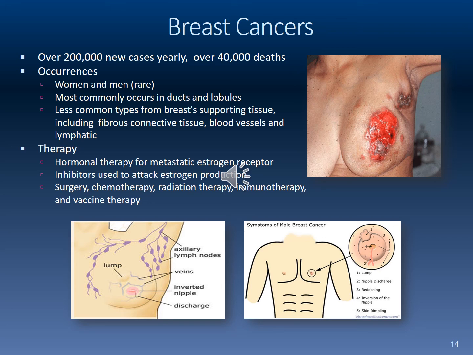Breast cancer is the most common form of cancer in women. Over 200,000 new cases are detected yearly, and over 40,000 deaths occur annually. Cancer in men is rare, but does occur. Breast cancer is most commonly found in ducts and lobules, and less commonly in supporting tissues, including fibrous connective tissue, blood vessels, and the lymphatic system. Therapy involves hormonal therapy for metastasizing cancer, estrogen receptor inhibitors used to attack estrogen production, surgery, chemotherapy, radiation therapy, immunotherapy, and vaccine therapy.